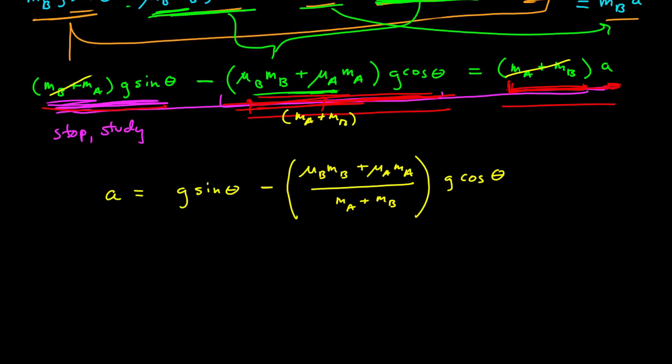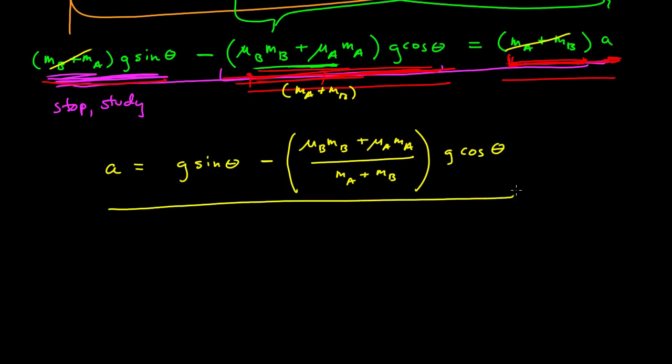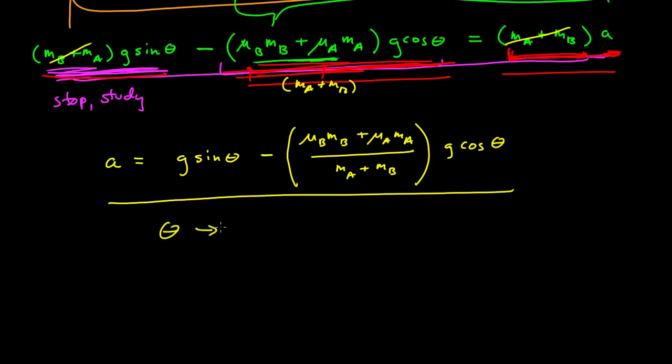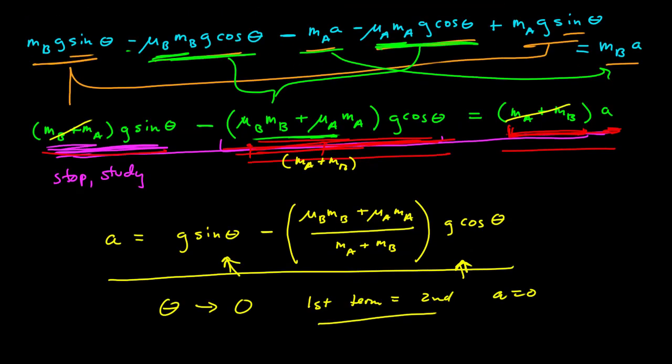So if this is my answer, does this make sense? Well, first, let's look at the limit as theta goes to 0. We're checking this solution to see if it makes sense. In the limit as theta goes to 0, this second term gets larger. Cosine theta goes to 1, and this term gets smaller as theta goes to 0. So eventually, the first term equals the second as this gets smaller and the second gets larger. And when this happens, the acceleration goes to 0, which makes sense.